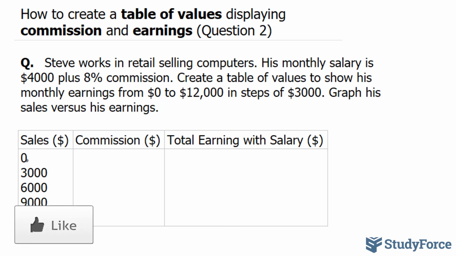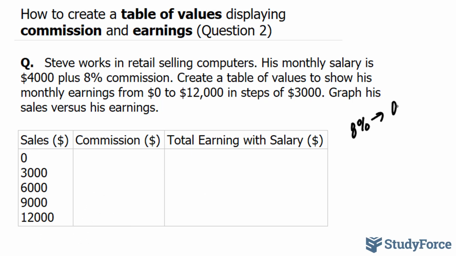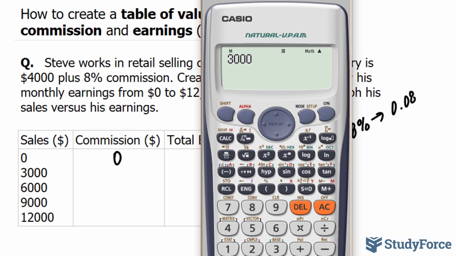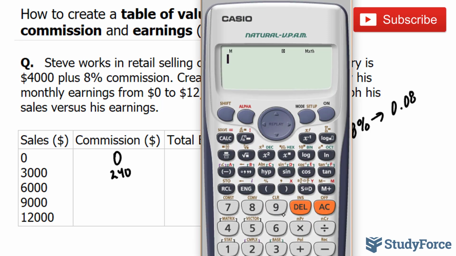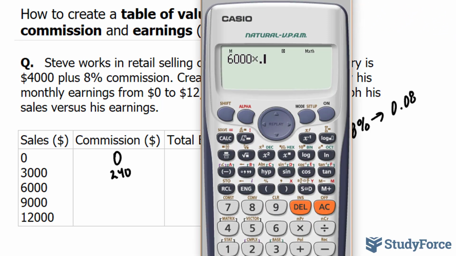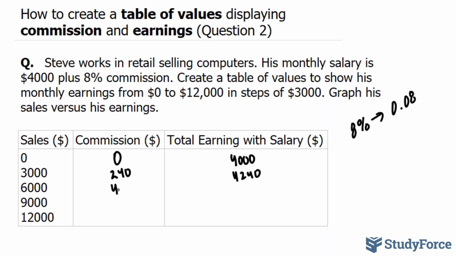If he sells nothing that month and his commission is 8%, 0 times 0.08. Remember, 8% represented as a decimal is 0.08. Multiplying this by 0 gives you nothing in commission, but you still earn $4,000. Next, if he sells $3,000, we'll take 3,000 and multiply it by 0.08, and he ends up with $240 in commission. That leads him to a total of $4,240. Let's try 6,000. 6,000 times 0.08, that's 480, essentially doubling what we had earlier.